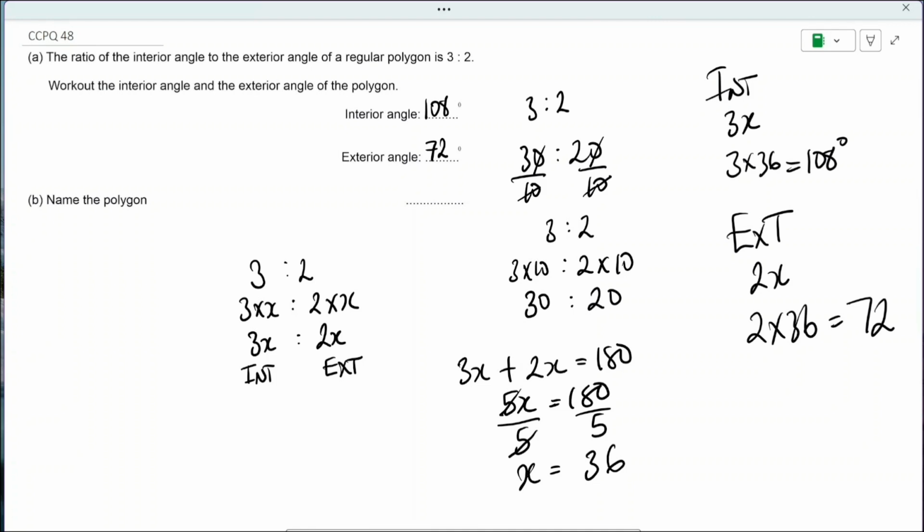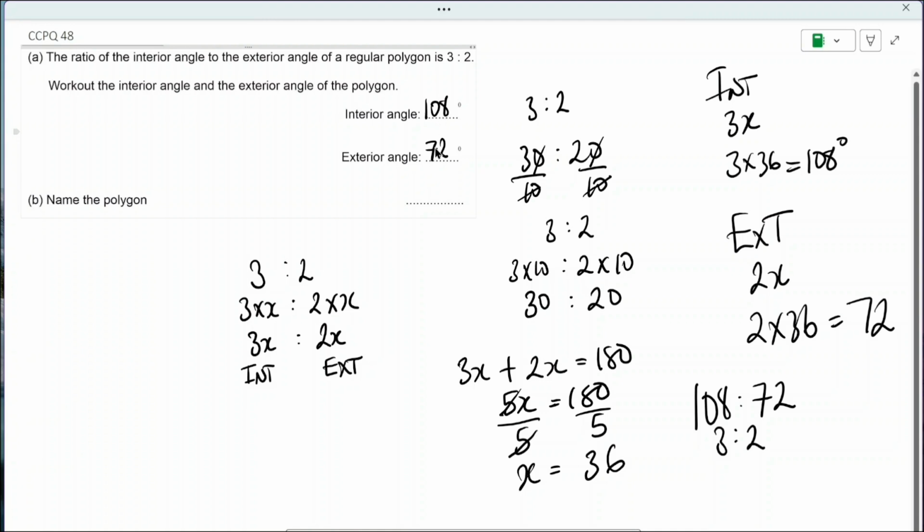If you put this in ratio, that's 108 ratio 72, that is the interior angle ratio the exterior angle. If you take this to its simplest form, you end up having 3:2. So these values are actually correct.